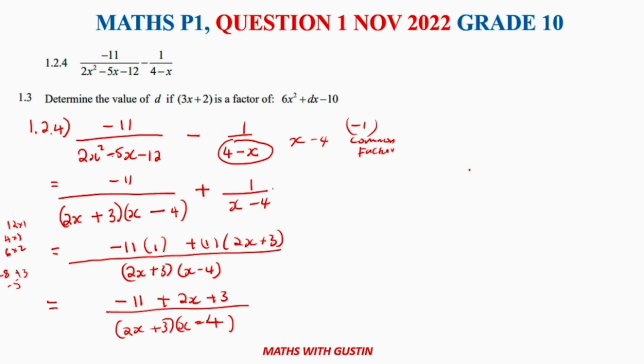Great. So now with that said, we're gonna come this side and say what do we have here? We're gonna simplify the numerator again. Negative 11 plus 3 is going to give us -8. So it's 2x minus 8 all over the LCD again.